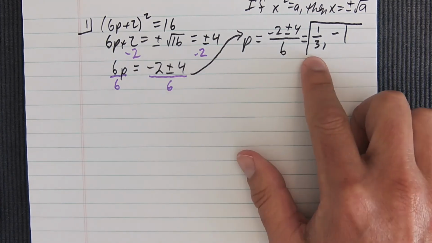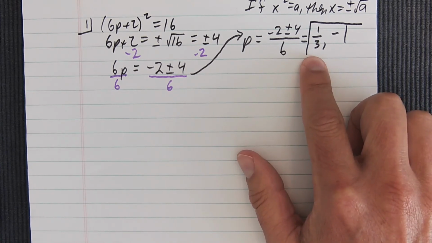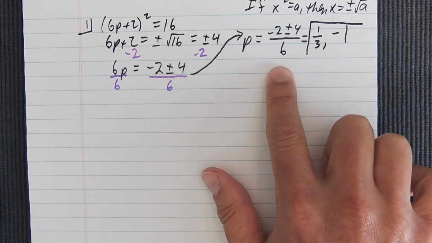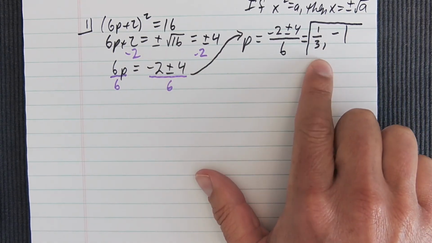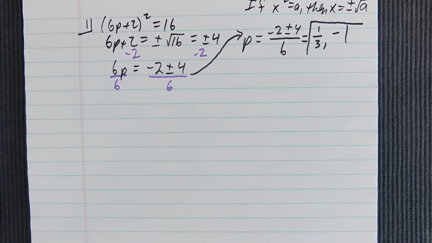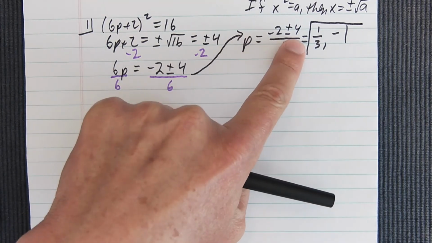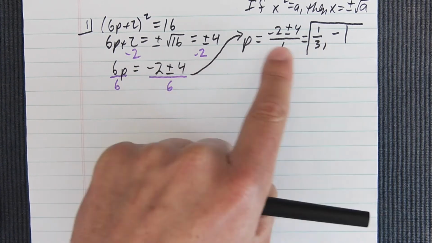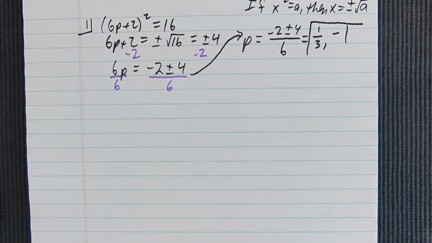Now you might be wondering where the 1/3 came from. If I do negative 2 plus 4, that's 2 over 6, which reduces to a 1/3. If I do negative 2 minus 4, that's negative 6 divided by 6. That's where the negative 1 comes from. So first I add, then I subtract, giving me two different answers.